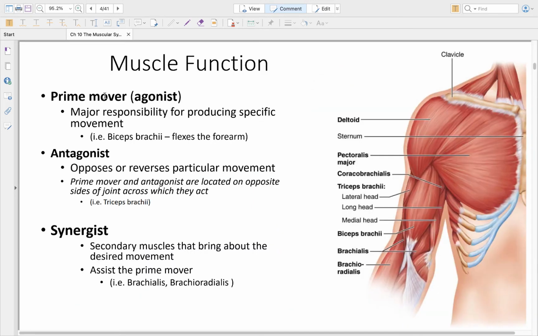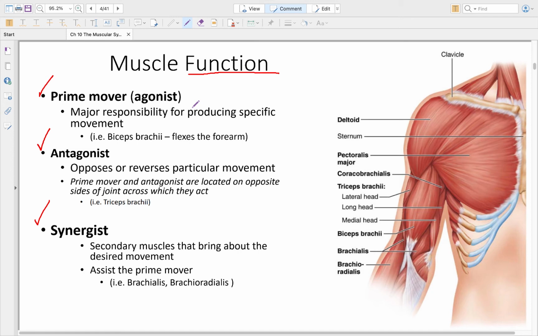Okay, the next thing we're going to talk about is muscle function. Now, our muscles are typically organized into a group, and that group will bring about that function of a particular muscle. Okay, so we have a prime mover in a group of muscles. We'll have a prime mover, which is the agonist. We'll have an antagonist and a synergist. A prime mover or agonist is responsible for the specific movement. It's the major muscle responsible for that movement.